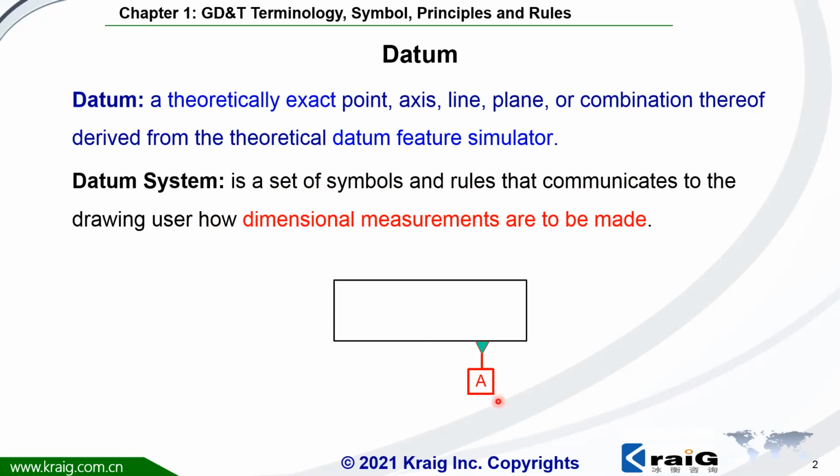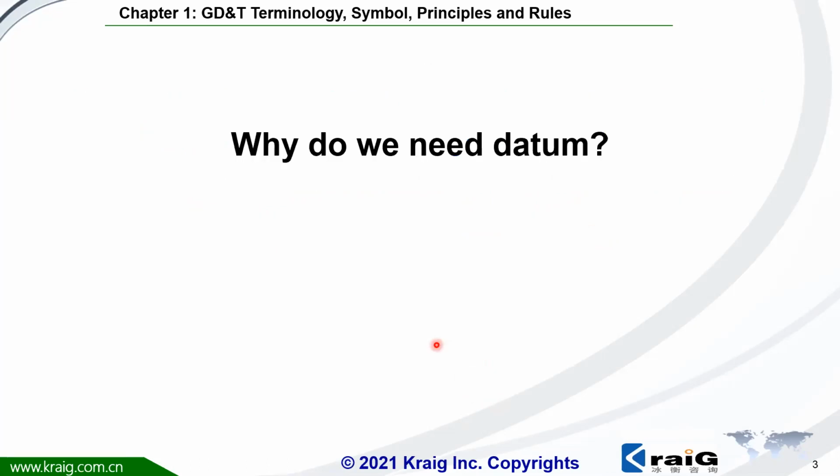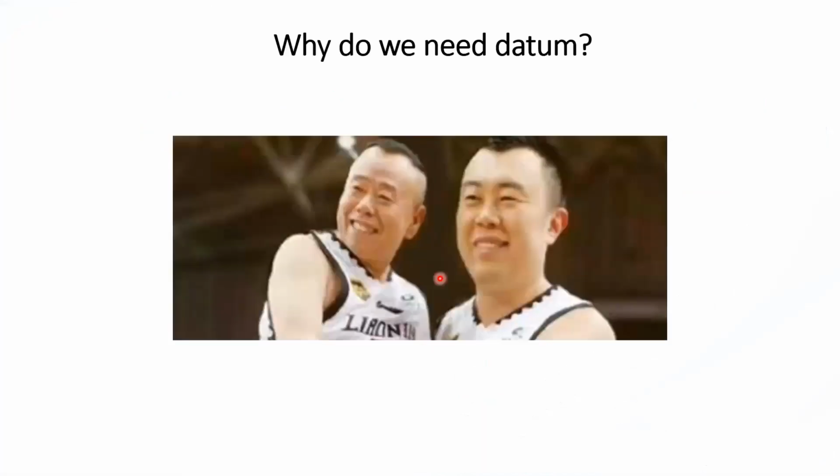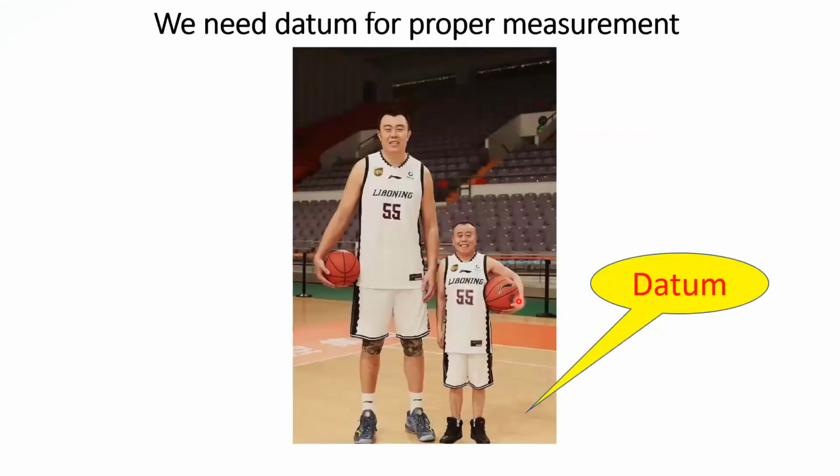Here's one example. How could we specify the datum to the parts? First, why do we need datum? Let's have a look at this picture. We want to know the height of these two basketball players. Here we go. Now we know the height of these two basketball players if we know the datum. Here we know the ground is a kind of datum.